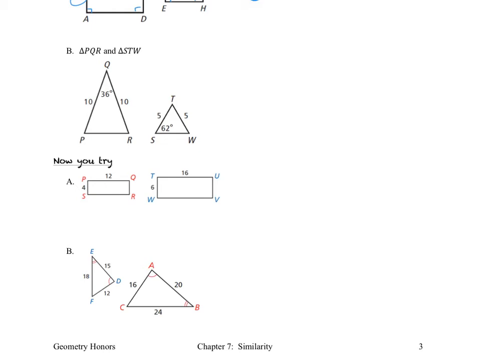Okay, how about triangle PQR and STW? PQR and STW. Okay, since these are isosceles triangles, the base angles are congruent to each other. So if this is 36, we could subtract 180 minus 36, and we get 144. And we divide that by 2, so we get 72 for each base angle.